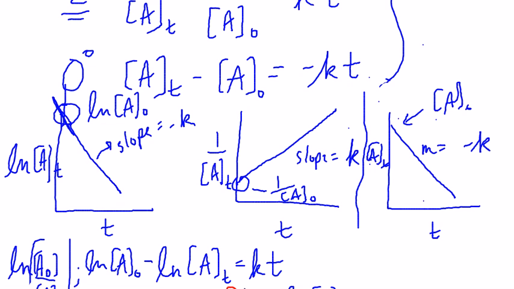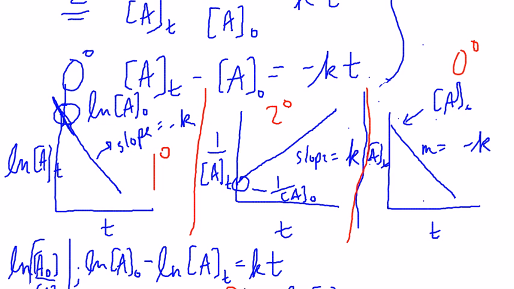So by graphing your data, either as ln of A at time t, or 1 over A at time t, or A at time t versus t, one of these three should appear. If you have a straight line for ln of A at time t versus t, it's a first order reaction. If you get a straight line when you graph 1 over A at time t versus t, it's a second order reaction. And if you get the straight line when you graph A at time t versus t, it will be a zero order reaction.